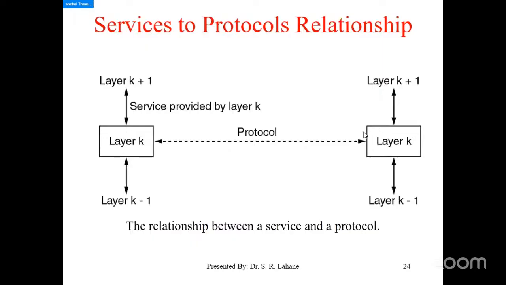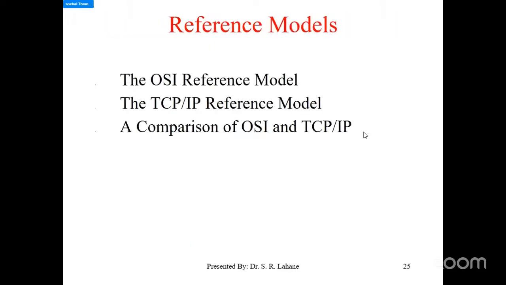So suppose layer K is the middle layer, K plus 1 is the upper layer, and K minus 1 is the lower layer. Layer K is providing services to the upper layer and taking services from the lower layer. In this way, the relationship of services from the bottom layer to the upper layer, with the middle layer, is correlated with this figure.